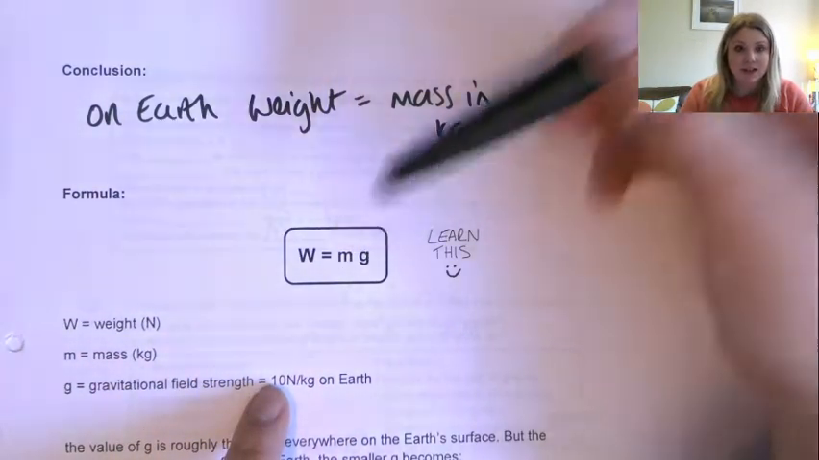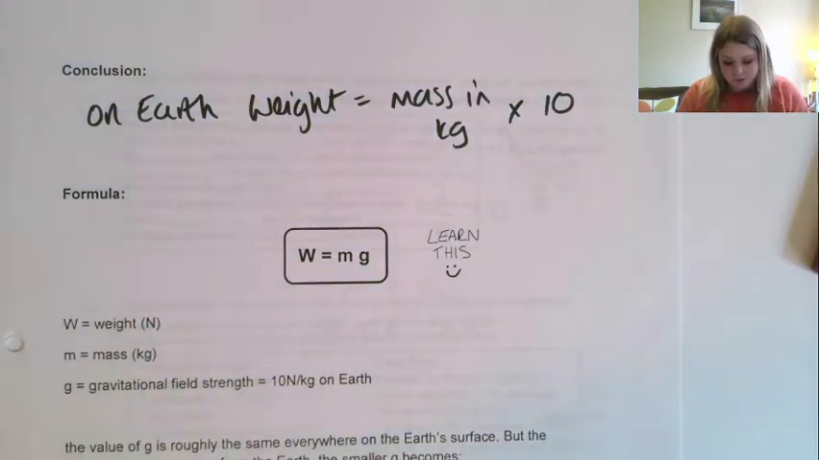So on Earth it's 10. You're expected to know that value. You might find that you get questions where an object is on the moon or something like that. They don't expect you to know the gravitational field strength of anywhere else apart from the Earth. They'll tell you it if the question is set somewhere else.